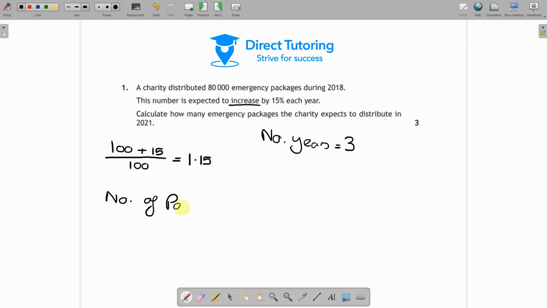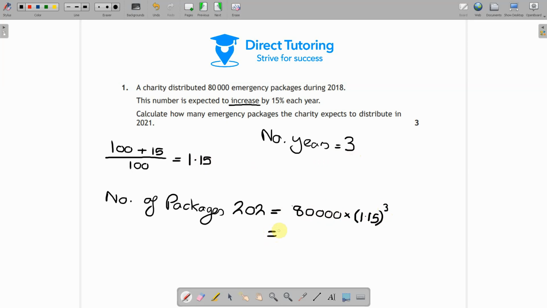Now, the number of packages in 2021 is given by the formula. So it's going to be the original value, which is the 80,000, times by the scale factor that we found, which was 1.15, to the power of how many years? In this case, 3. So this is cubed.